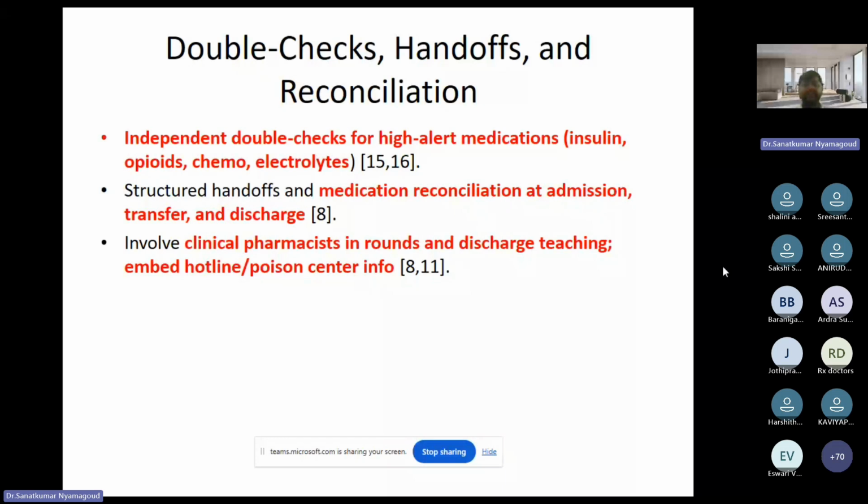Every time you try to do a medication reconciliation and provide better care, it is better to involve clinical pharmacist rounds, from the day of rounds to the discharge teaching. It is very important. As part of clinical pharmacy, we have a medication review process. In medication review, we do three types of review.